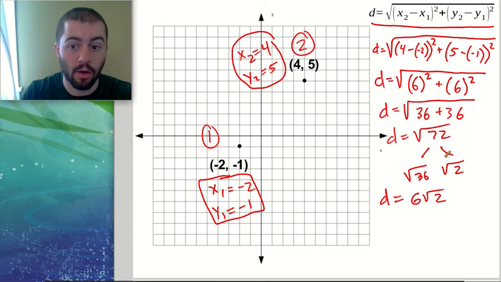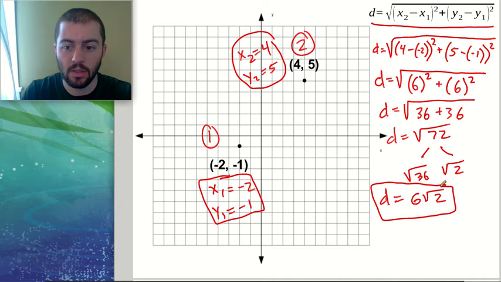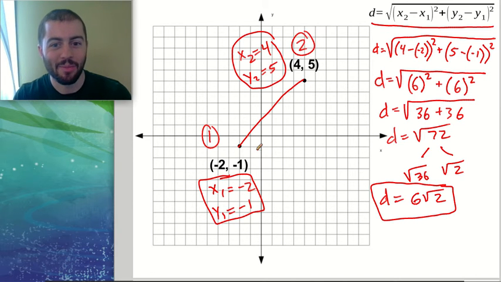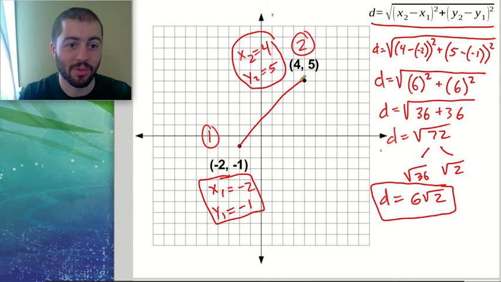When you break down a radical like this, you want to break it down into something that's a perfect square. 36 is a perfect square. We break that down to 6, and then the square root of 2 just comes down because that can't be simplified any further. All right, so our final answer here, distance is 6 square root of 2. So again, that's giving us the straight line distance, a much better straight line that time, between point 1 and point 2 on the coordinate grid.